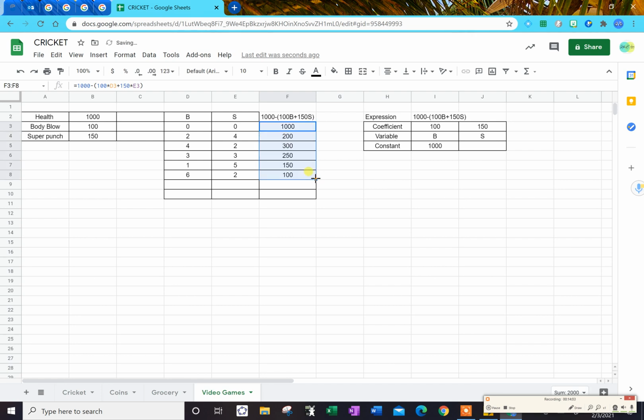But if we drag this down, we can see, oh my goodness, I wonder how many body blows I need to knock him down? Only body blows. Well, let's see, 7 gives me 300, 8, 200. Oh, it looks like it's probably 10. So if I use only body blows, I can knock him down in 10 shots. What if I only use super punches? If I use 6, he still has 100 health. But if I use 7, he's down to negative 50. So I'd have to use 7. And if I use 5 and 5, I wonder what would happen. If I use 5 and 5, I'll knock him out.